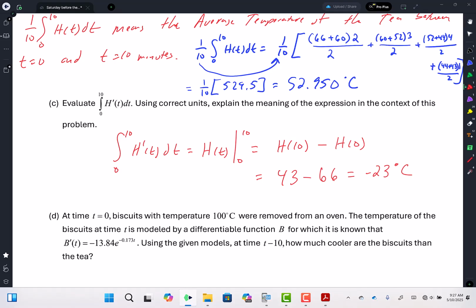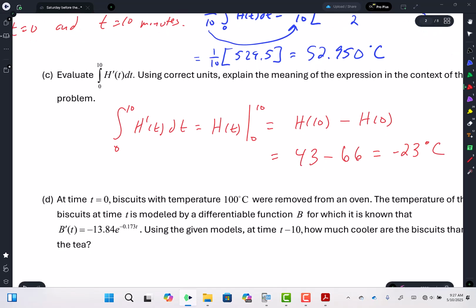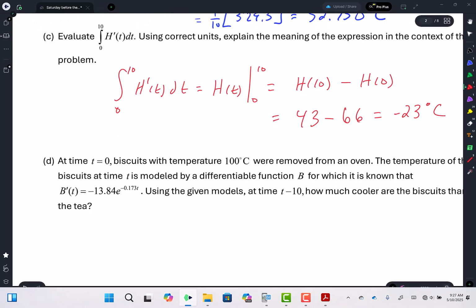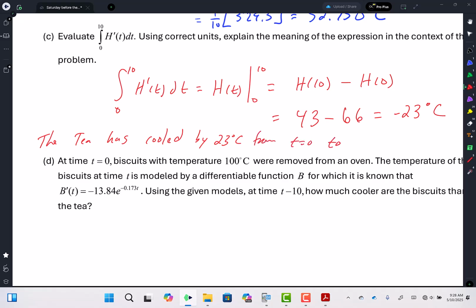So I would write a sentence. It says, explain the meaning of the expression in context of this problem. I would go, the T has cooled, and we'll read the rubric in a little bit, what they wrote. The T has cooled by 23 degrees Celsius from T equals 0 to T equals 10. Or maybe you want to write it, the T has cooled by 23 degrees Celsius in the 10 minutes, if you think that's better. I haven't read the rubric, guys. I don't know. We'll see in a little bit.